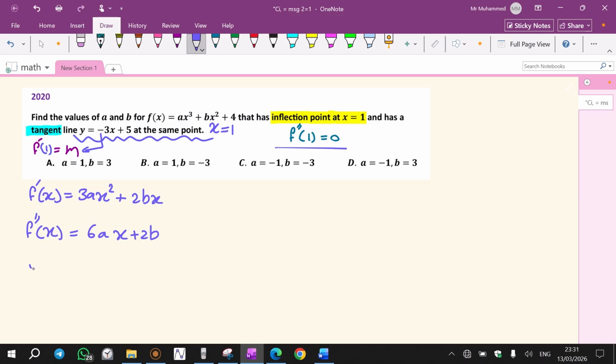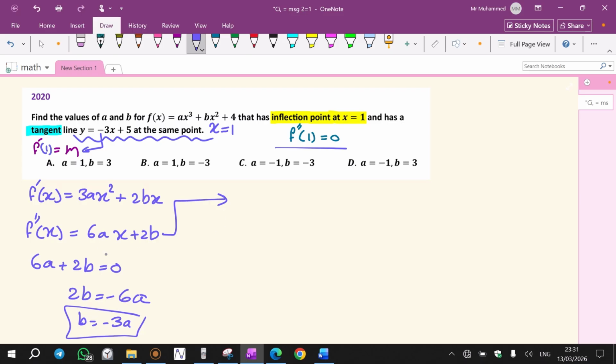6a times 1 is just 6a plus 2b equal to 0. Send 6a to the other side. 2b equal to -6a. Make b the subject. b equal to -3a. That's one relation between b and a. Okay, now let's work on the tangent. We use f prime. f prime of 1 is 6a. No, that's f double prime.